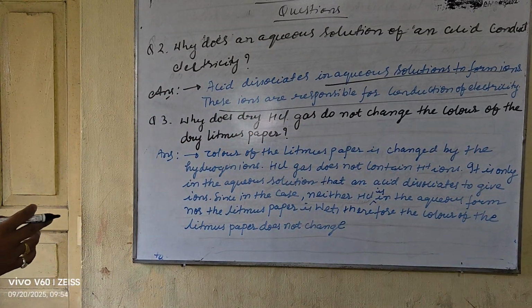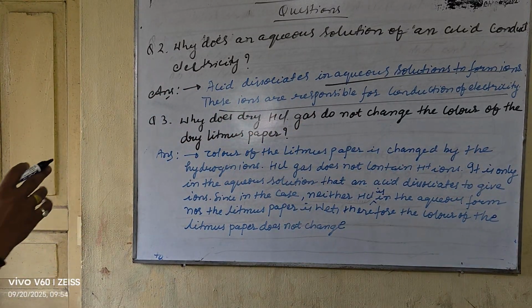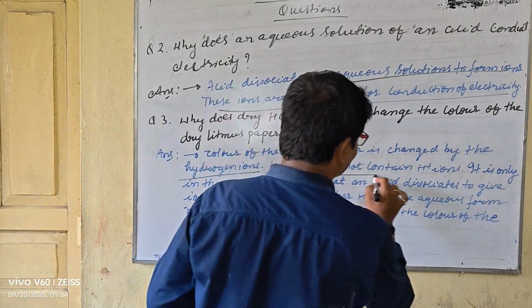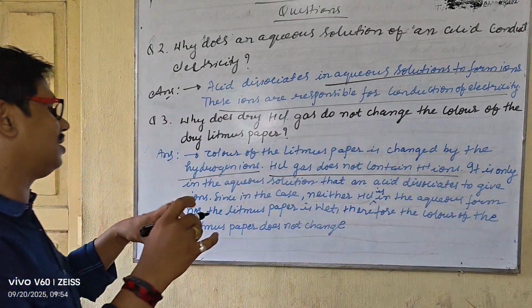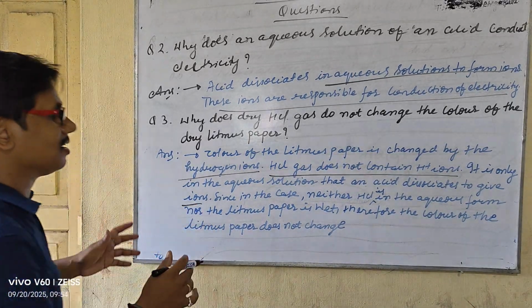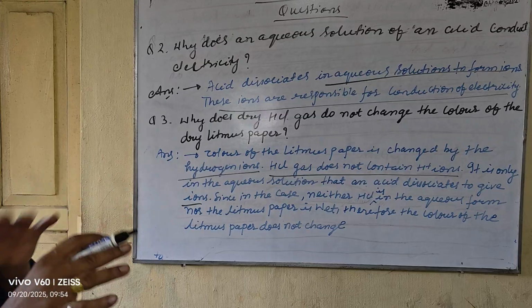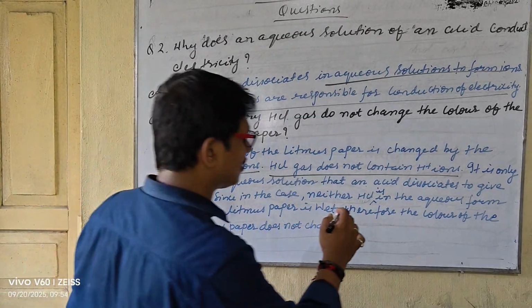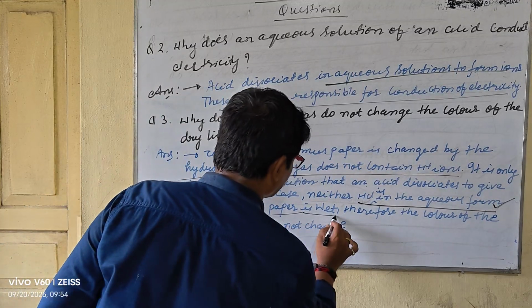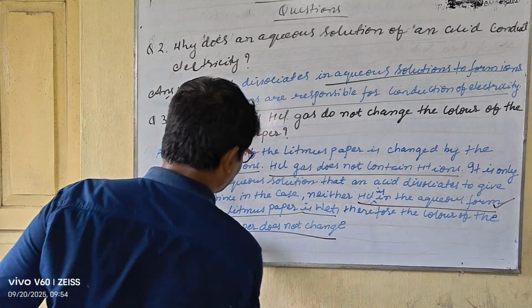And why does dry HCl gas not change the color of the litmus paper? The color of the litmus paper is changed by the hydrogen ion, and HCl does not contain any hydrogen ion. It is only in aqueous solution that an acid dissociates to give ions. Since in this case, neither is the HCl in aqueous form nor is the litmus paper wet, the color does not change.